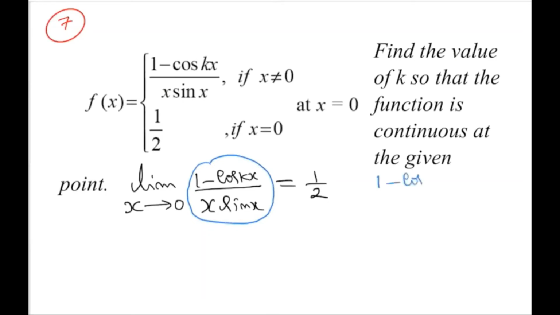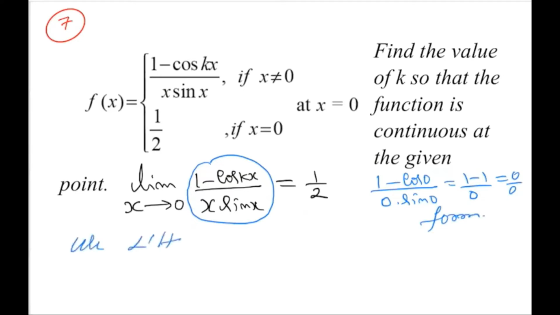Now, when you put the value of x in this expression, what happens? 1 minus cos 0 upon 0 into sin 0, that is 1 minus 1 upon 0, a 0 upon 0 form. So we can use L'Hopital rule. What does the rule say? Just differentiate numerator and denominator separately and then apply the limit.